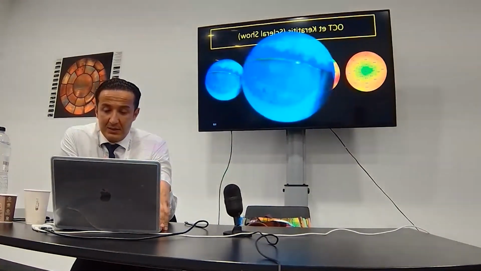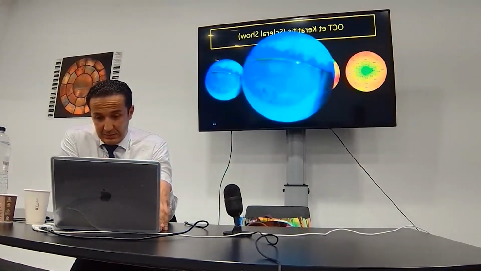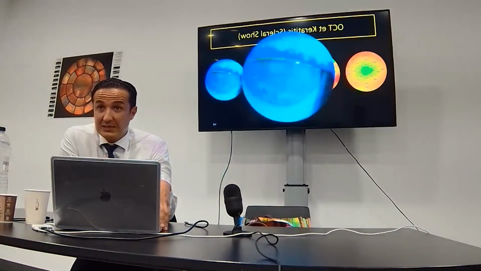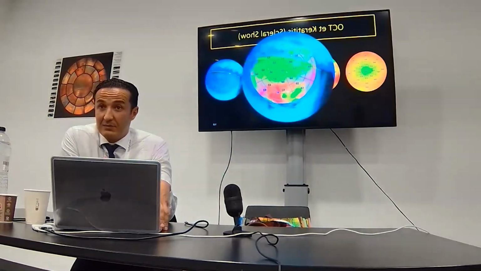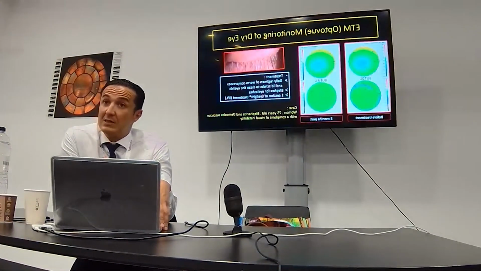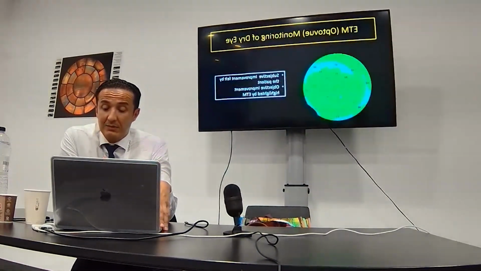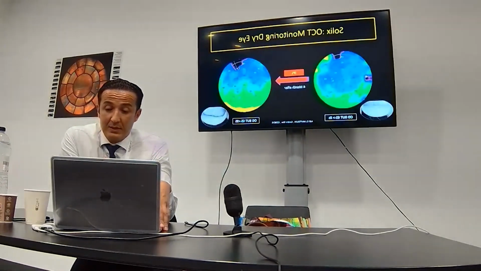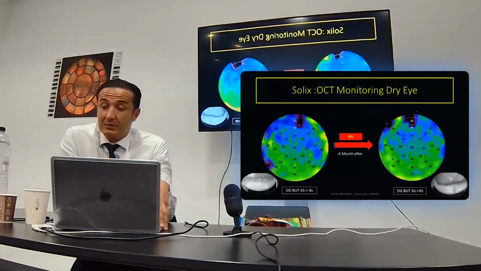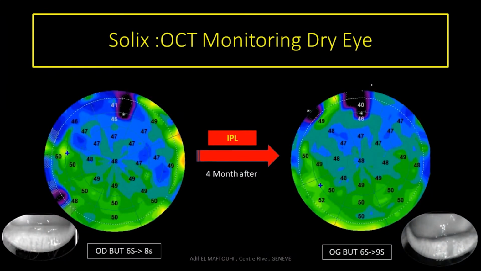And look here, this is a biomicroscopy picture with the presence of keratitis, en-face OCT, and epithelium mapping. With epithelium mapping, you can follow the dry eye patient after the treatment. And look here, during the treatment, we observe the improvement of the epithelium mapping according to the subjective improvement. Before and after IPL, look at the improvement of the epithelium mapping.